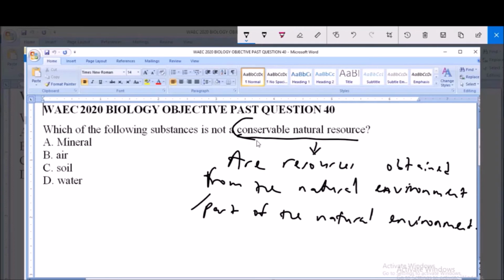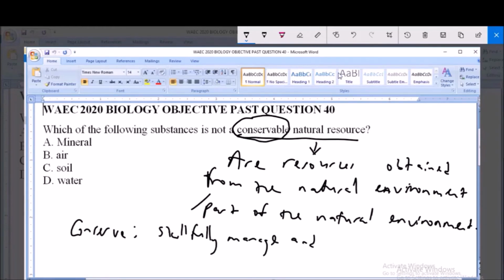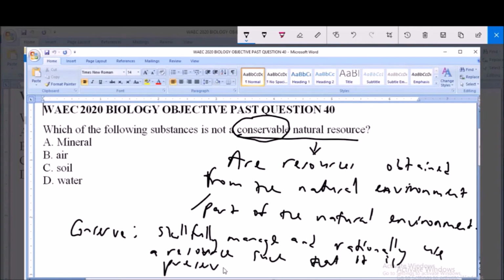Now, conservable, to conserve a natural resource means to skillfully manage and rationally use a resource such that it is preserved. So that's what it means to conserve a natural resource.